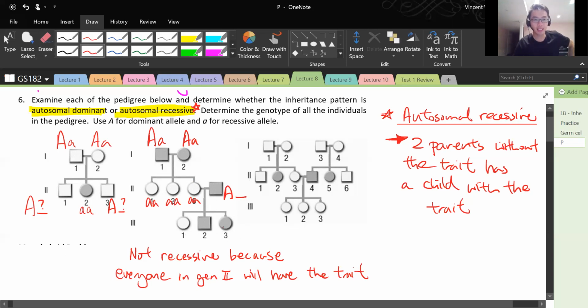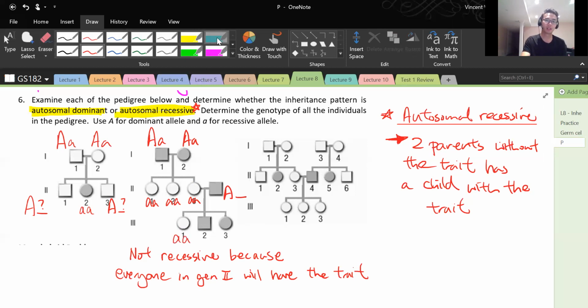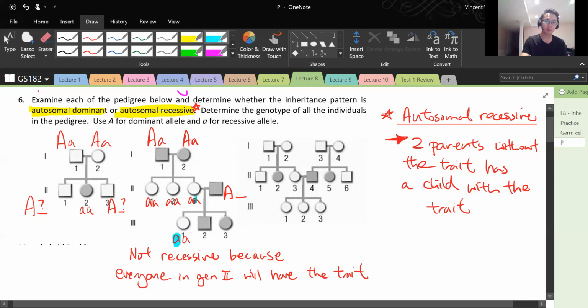But if we look at their kids, we can see there is a person with the trait. So this person must be small a, small a. One of the small a came from the mother. The other small a, therefore, must have come from the father. So for that reason, we know he is big A, small a. These ones, all big A, small a. Understand?